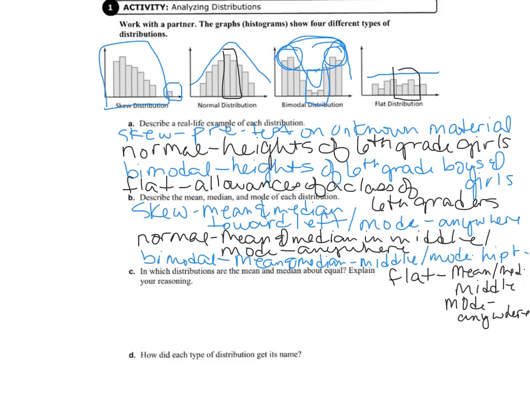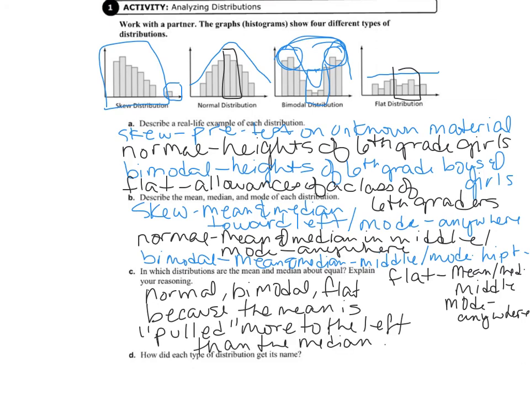So it's less likely that the mean and the median are equal in the skew. In the rest of them, you can see that the mean and the median are more likely to be equal. So it's more likely that they are equal in the normal and the bimodal and the flat, because the skew distribution, the mean is pulled toward the left and the median is not pulled as much.